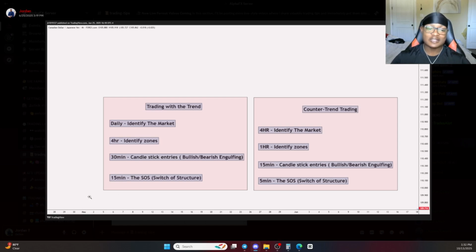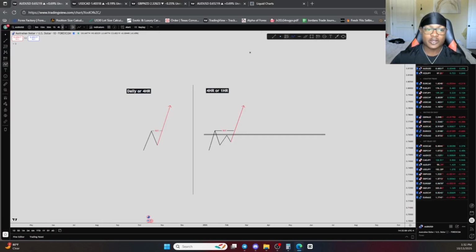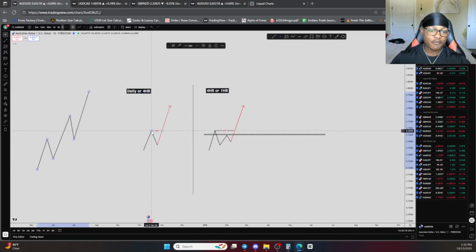We now need a zone where we can retrace to. And simple as day, if I'm a break and retest trader, I'm looking for the break, the retest, and the continuation, right? The daily time frame performed the break.